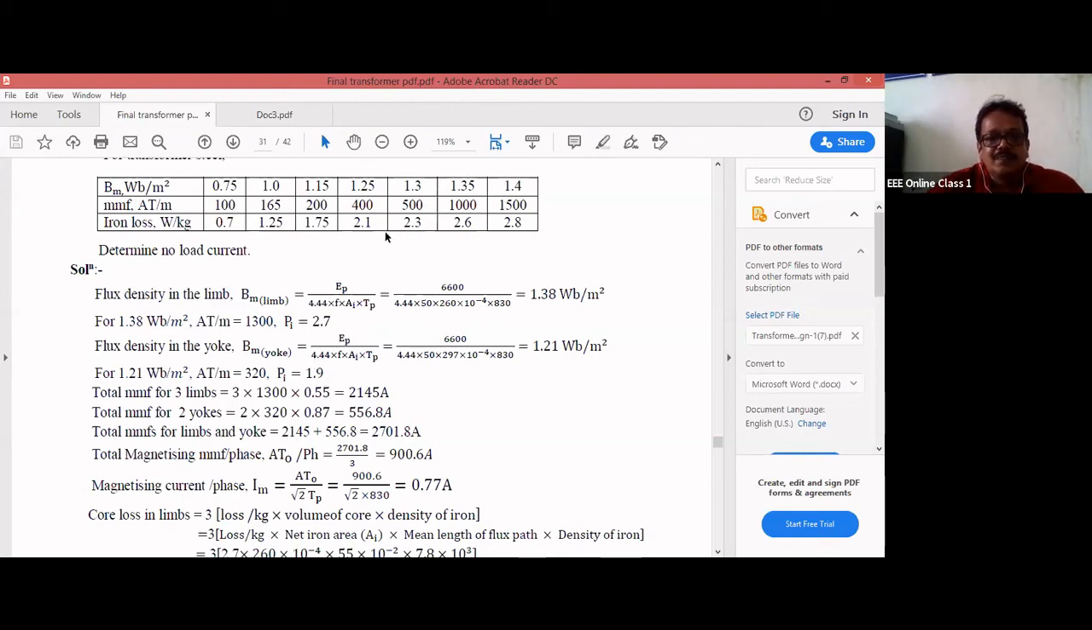Once again, I'll repeat for this one. The difference is 2.1 minus 1.75, 0.35.